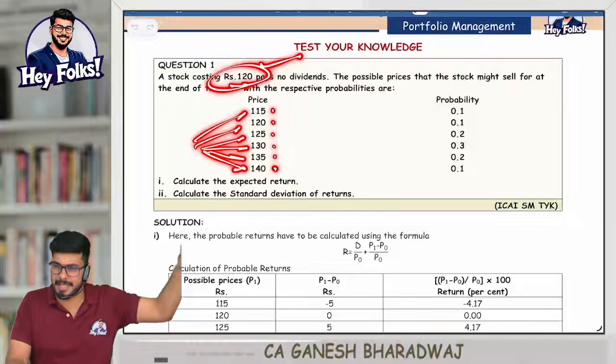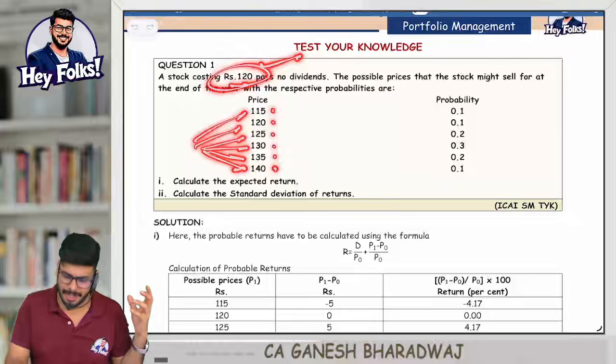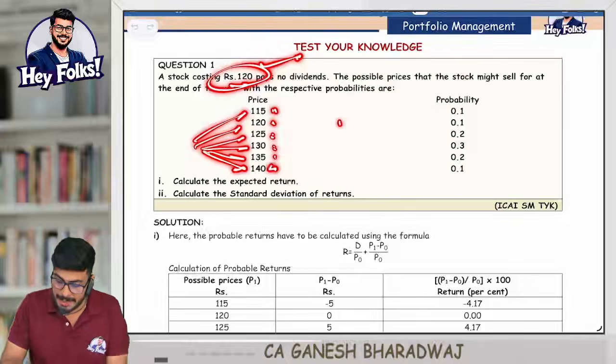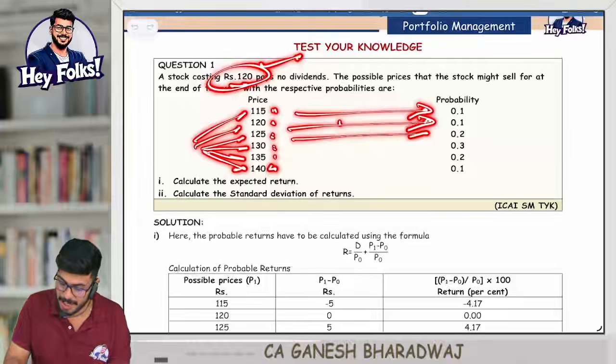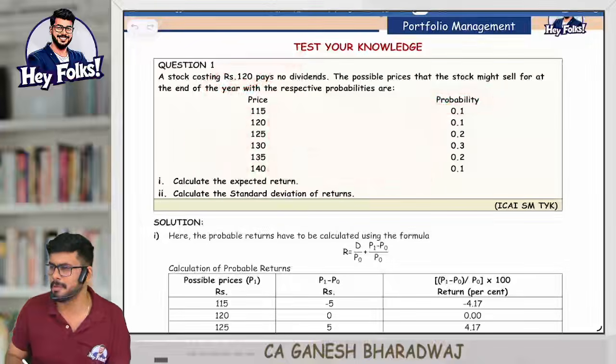This is the price at which I paid and bought the share. Now, next year, by how much will it go? I don't know exactly. I have 6 different possibilities, right? And they have given the chances for each possibility, the chances of each possibility happening. That is called what? Probability. Is this clear, guys?